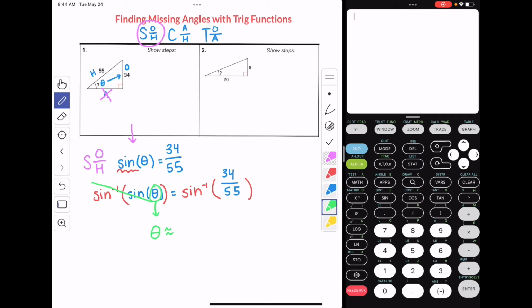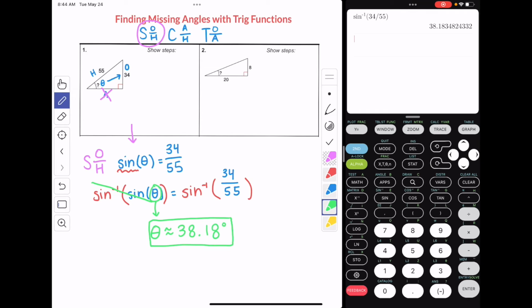And then everything that's on the right-hand side of my problem, I'm going to go ahead and put into the calculator. So I'm going to put inverse sine of 34 divided by 55. Close my parentheses. And my theta angle is approximately equal to 38.18 degrees.